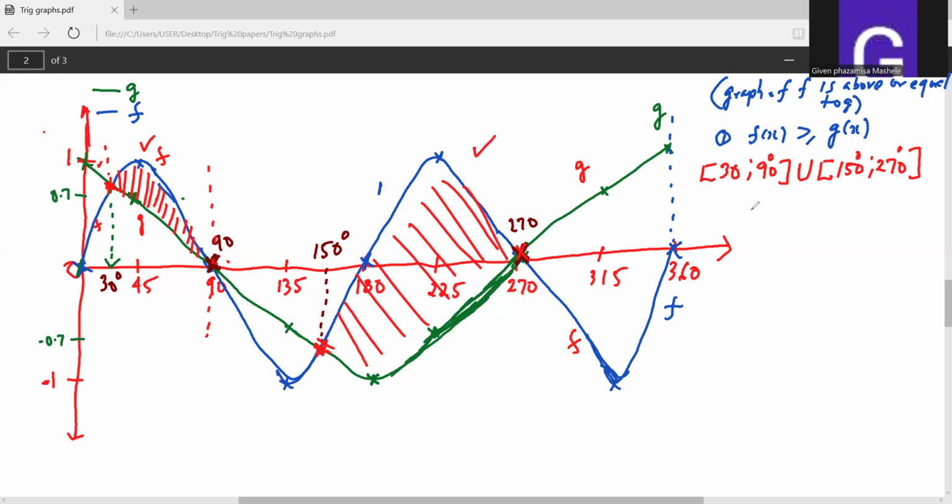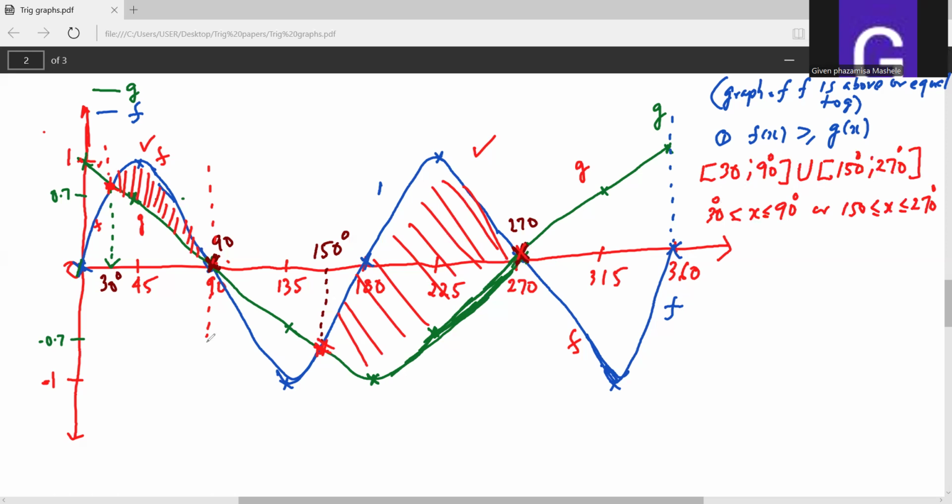We can also say x is between 30 and 90, or x is between 150 inclusive and 270. It's also applicable. You can also do it like this. So it means this is the point where the two graphs are either equal or F is bigger than G. So it's either F is greater than or equal to G. Very important.